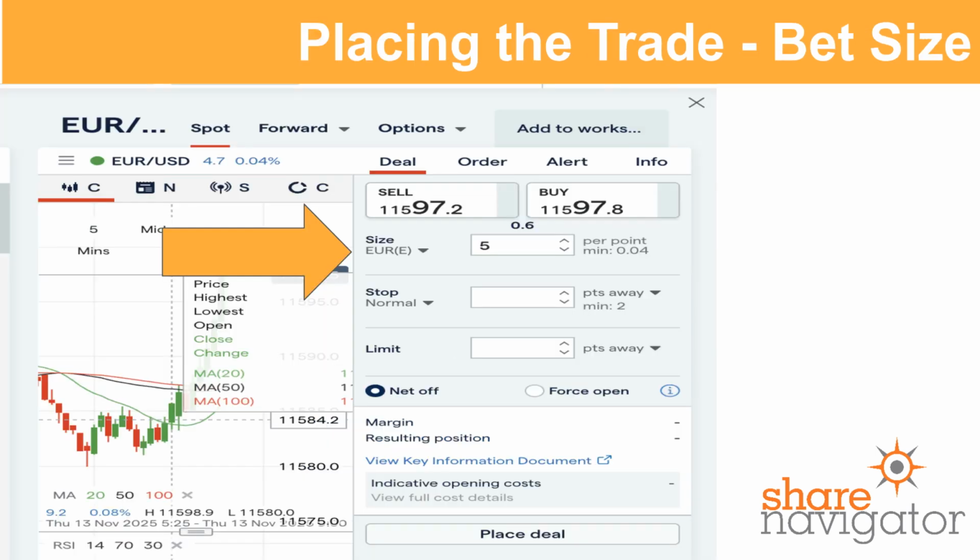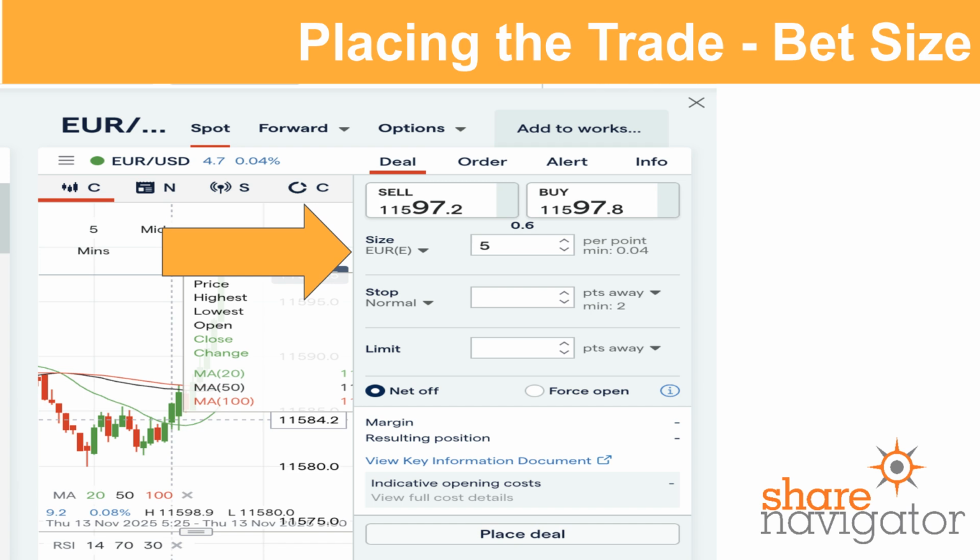This is what you're betting per point of movement. So for example, if we buy this particular trade at 11597.8 and it moves up to 11598.8, that's a 1 point gain for us, so we will make €5. And on the flip side, if it actually dropped to 11596.8, we would lose €5. Very important.